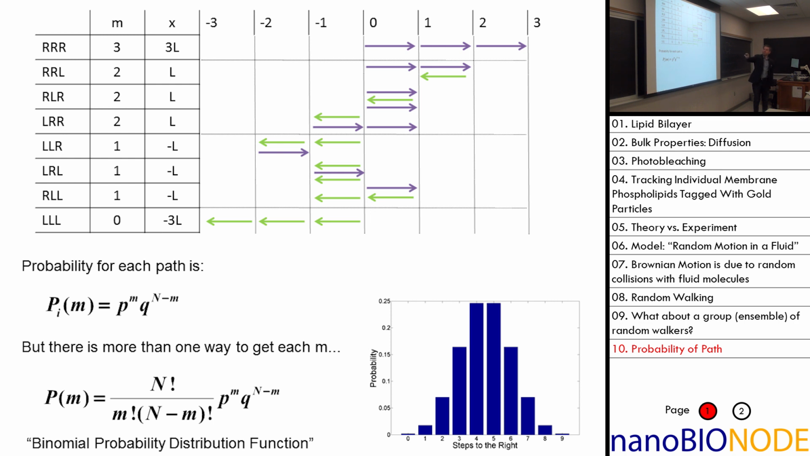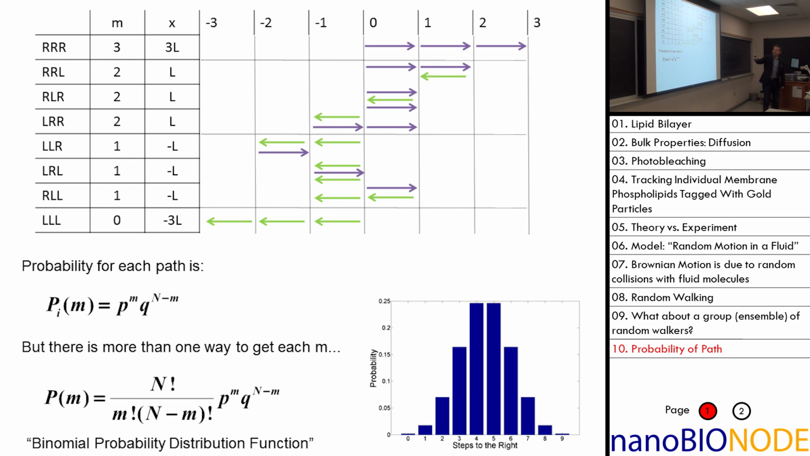Okay, the probability for this path is P times Q. That is P squared times Q. Okay? So in general, I can write down the probability for each path like this. It's the probability of going to the right raised to the power of the number of times I went to the right, times the probability of going to the left raised to the number of times I went to the left. Okay? Very simple, right?